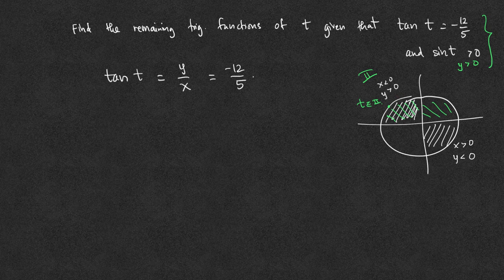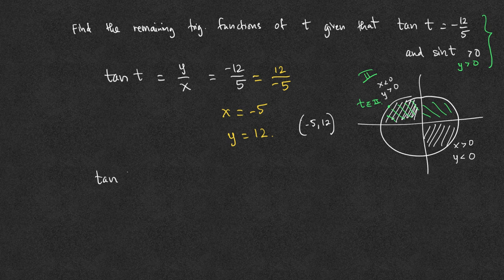A quick fix is to rewrite this as 12 over negative 5. Negative 12 over 5 is 12 over negative 5. We need to do this so that x is negative and y is positive. From here, we can say x is negative 5 and y is 12. Unfortunately, this is not a point on the unit circle because negative 5 squared plus 12 squared is not 1, so we cannot use it.